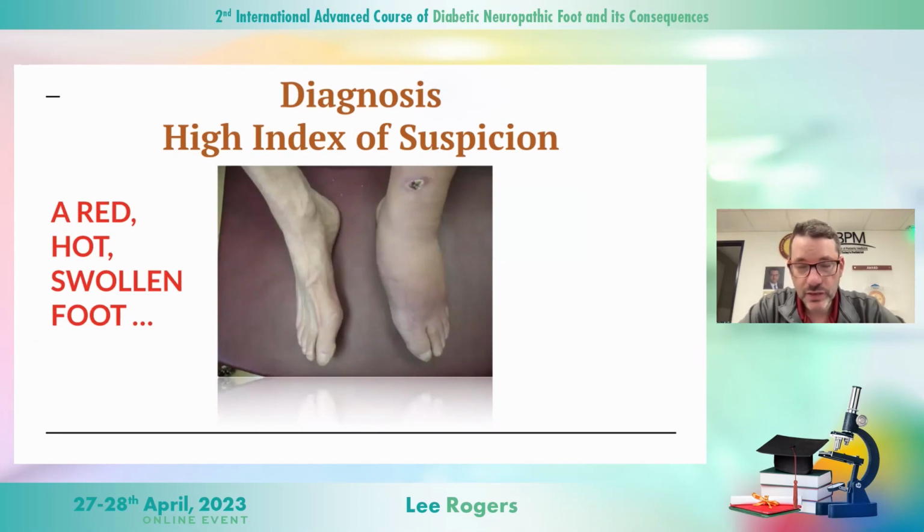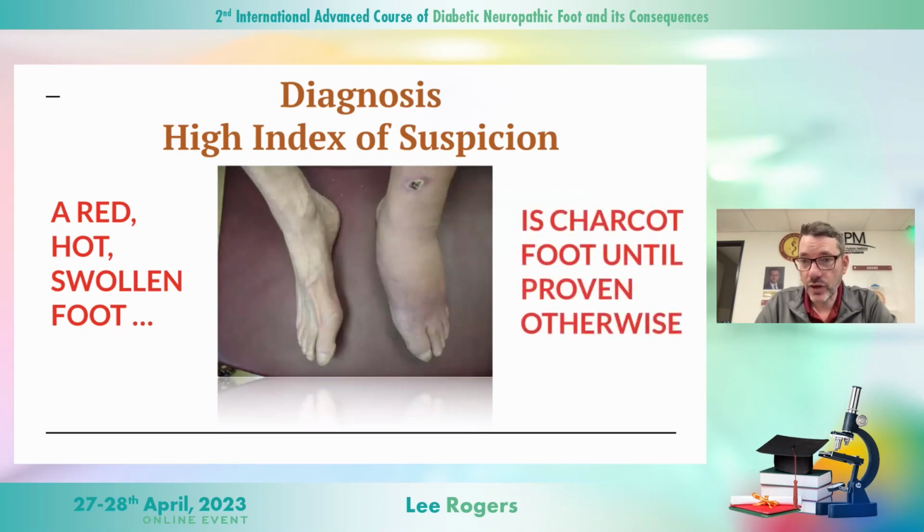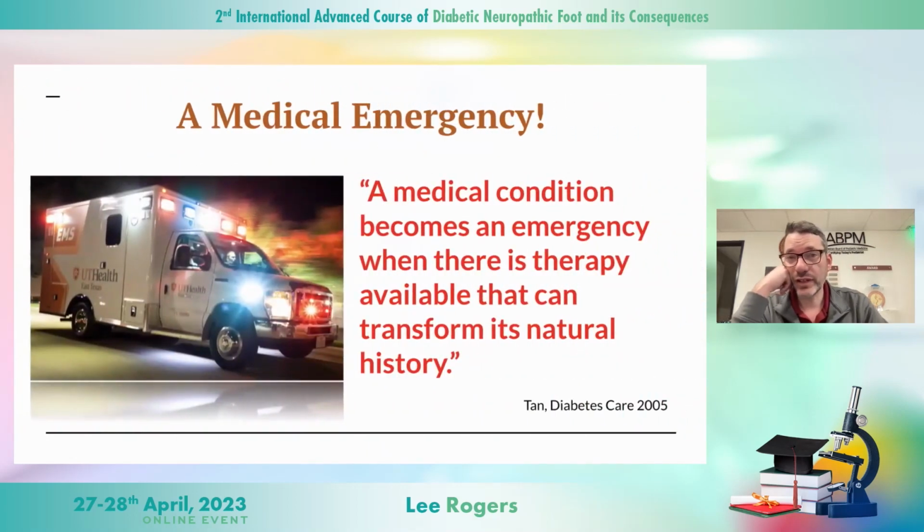It's important to have a high index of suspicion for this. A red, hot, swollen foot is considered Charcot foot until proven otherwise. In any patient with neuropathy, you see a red, hot, swollen foot, it is Charcot foot until proven otherwise. Charcot foot is actually a medical emergency. Now, it may not be an immediate life-threatening emergency, but a medical condition becomes an emergency when there's a therapy available that can transform its natural history. And in this case, we do have therapies available that can transform the natural history of Charcot foot and avoid the dislocation and avoid an amputation or increase in later mortality.